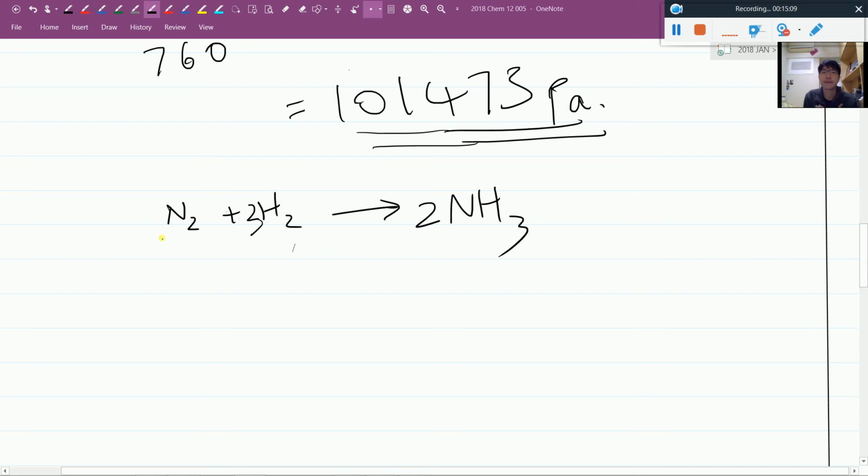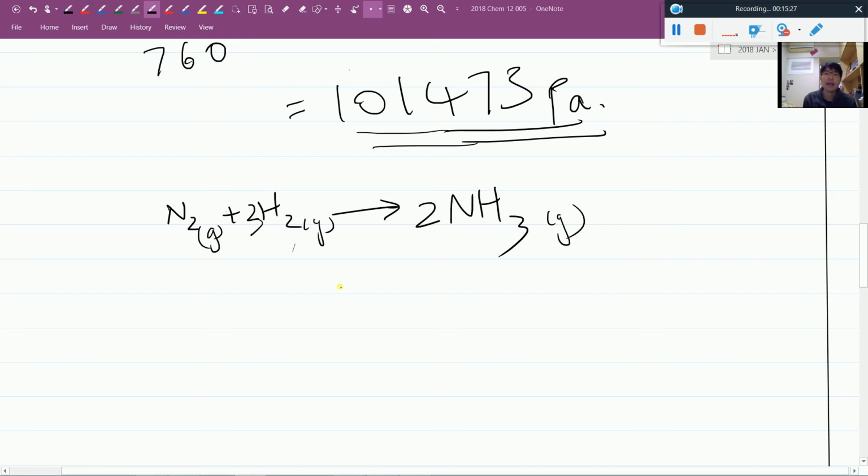I like this reaction because it's all about gases. The other thing is 1, 3, and 2, so you have 3 different ratios between each other. So if you're looking at this, nitrogen gas reacts with hydrogen gas, making ammonia.